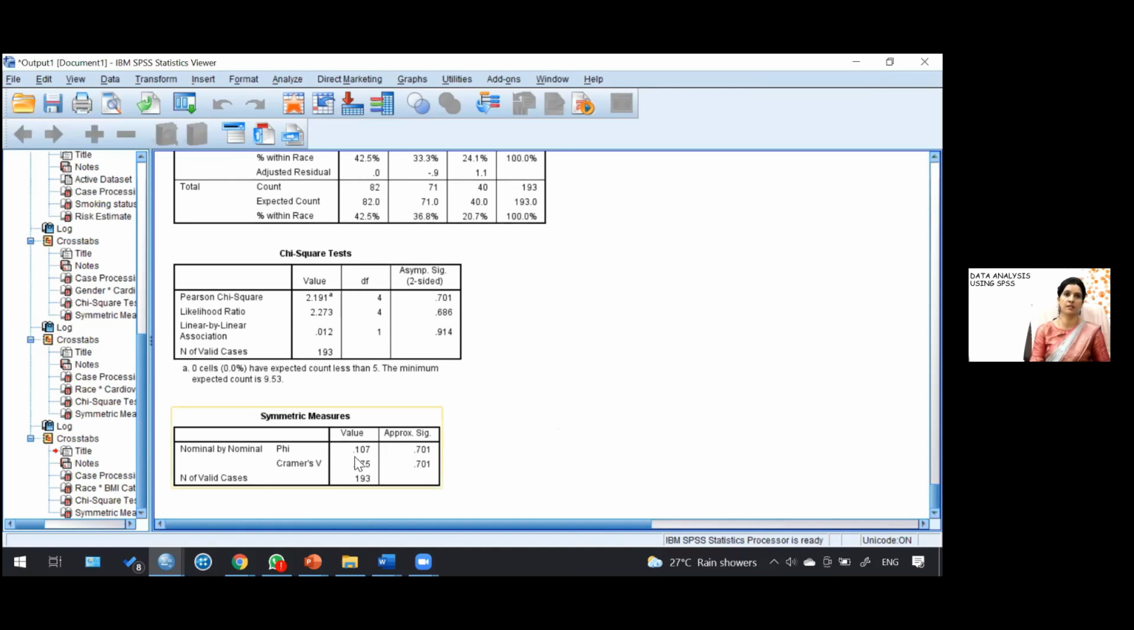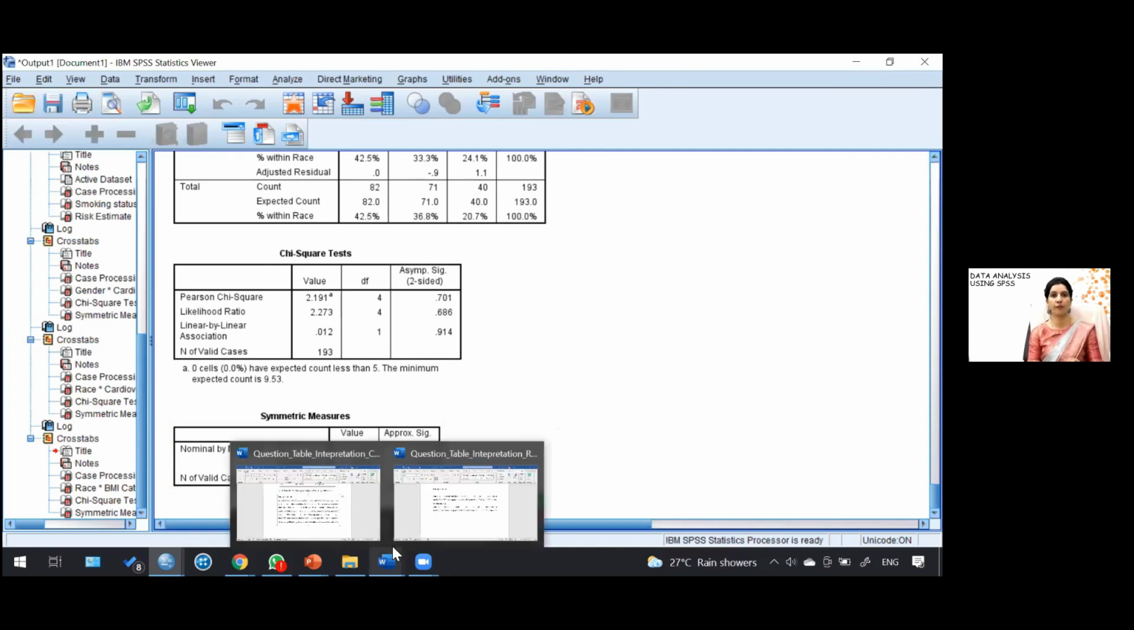Here also we will see the Kramer's V. Why? Because I said that phi is only applicable for a 2x2 table. So you can see it is of very low association, which is also not significant, right? So is it clear now how to write the interpretation of this?